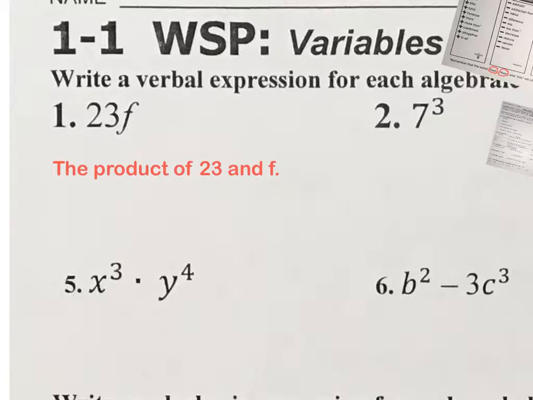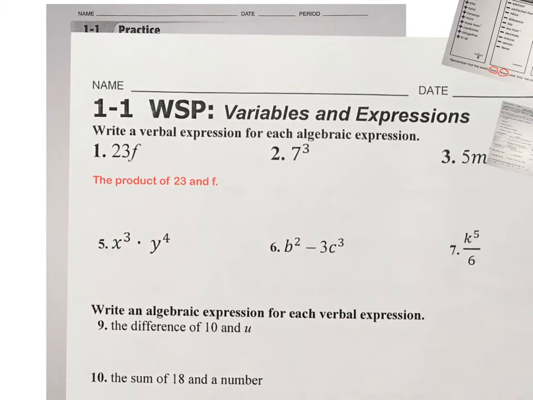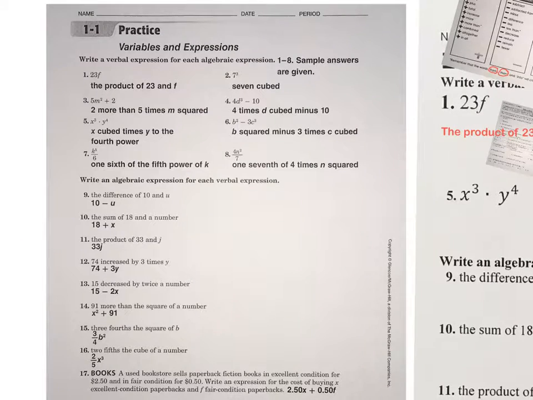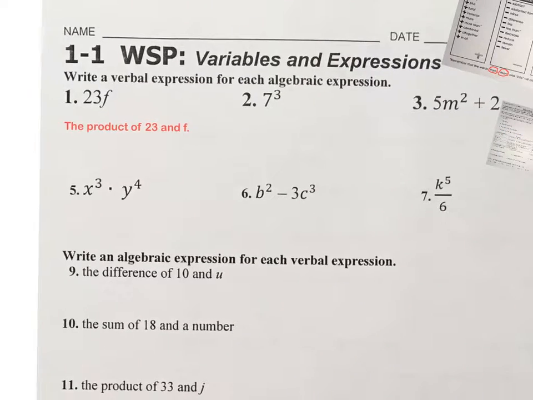But if you wanted to check your answer, all you have to do is simply flip this over to the back side, and you'll be able to see the answer right there, the product of 23 and F. Okay? So just because you don't have it the same exact way doesn't mean that you're wrong. There's different ways of saying all these things.